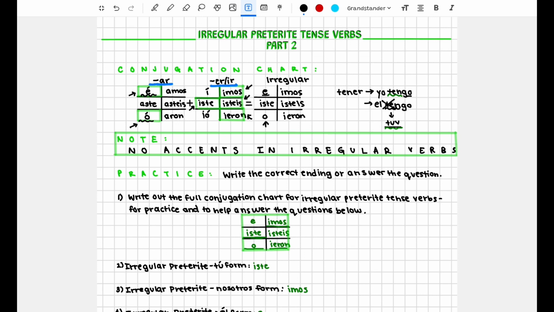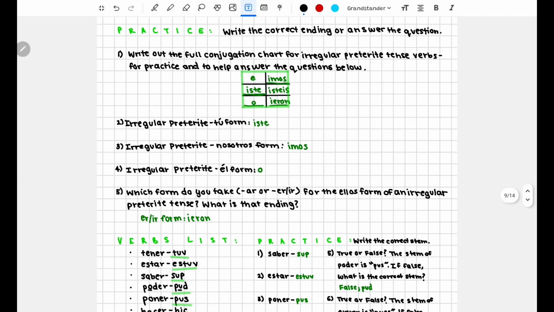And then, since we know that it is a combination of these two charts, we made our irregular chart for the specific verbs that we went over in the first video. And then our chart came out to be e, iste, o, imos, isteis, ieron, because you take the specific ones from the AR chart, and then the rest are the ER-IR charts. And we also saw that there's no accents in irregular preterite tense verbs, and that continued throughout. And then we had a practice where we practiced all of the endings.